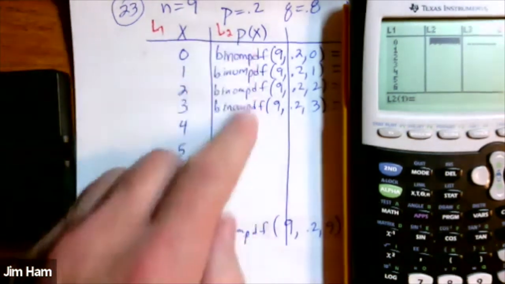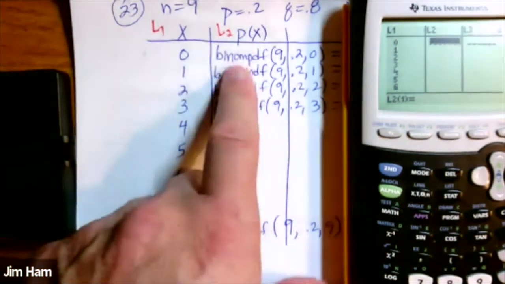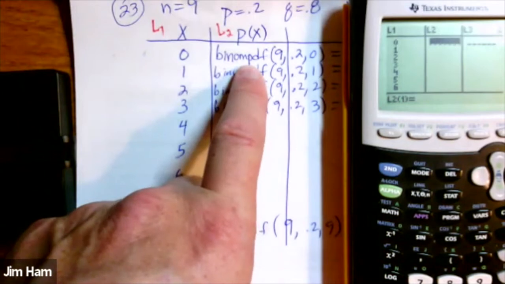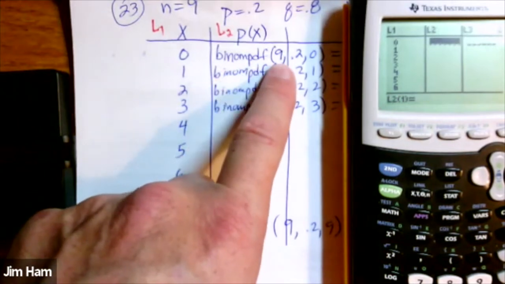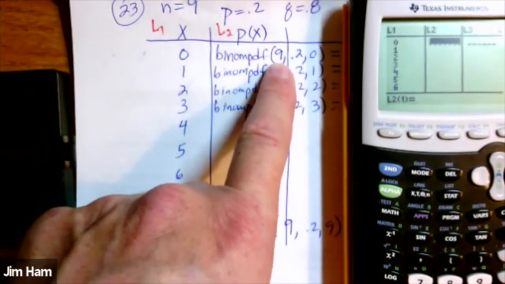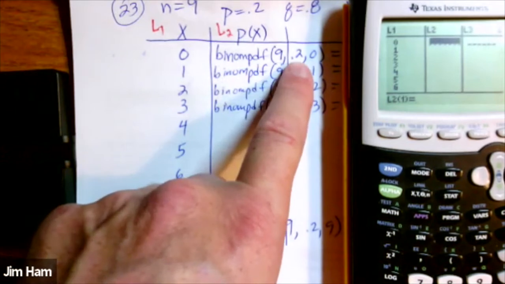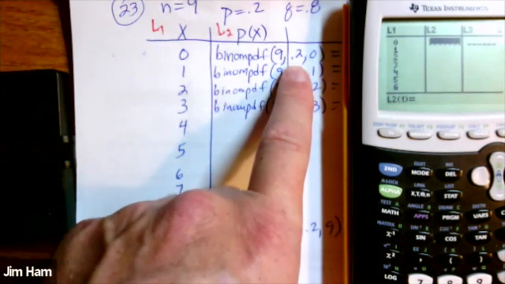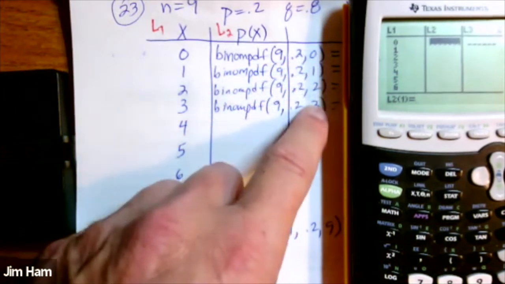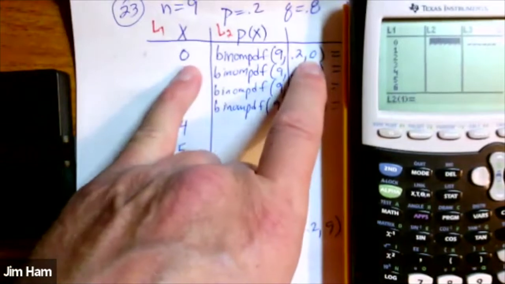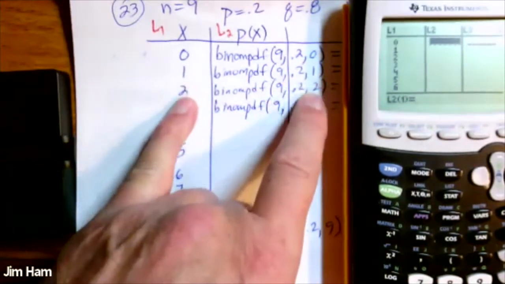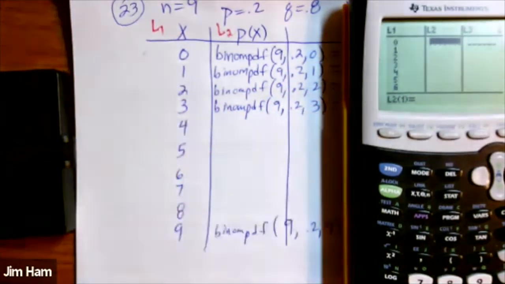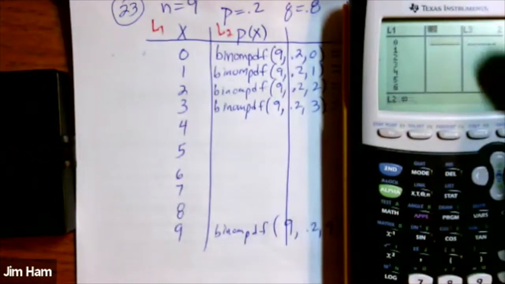Now, instead of typing out all this stuff, the binomial PDF is the same function that we're using over and over again. The 9 is the number that we're putting in for the n. The 0.2 is the number that we're putting in for the p. The only thing changing is this last number, and that last number is precisely the number that appears in L1. So we're going to enter a formula to do that.